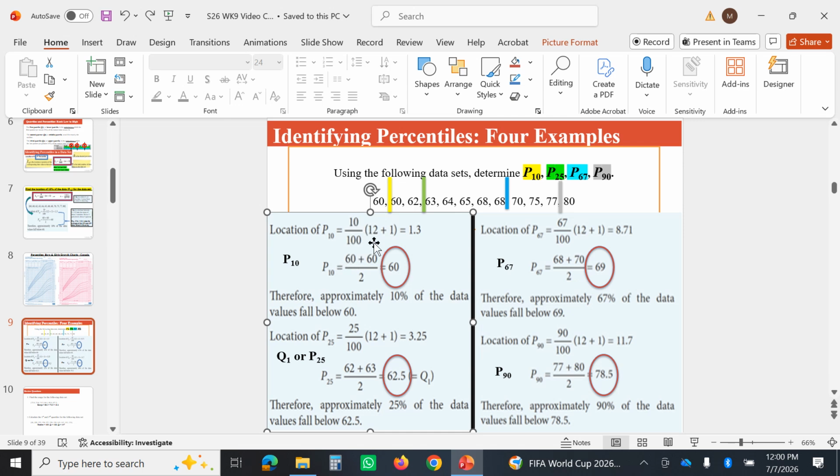And there's your 10 divided by 100. 12 plus 1 is 13. 0.1 times 13 is 1.3. Divide by 2. And you get a P10 value of 60.